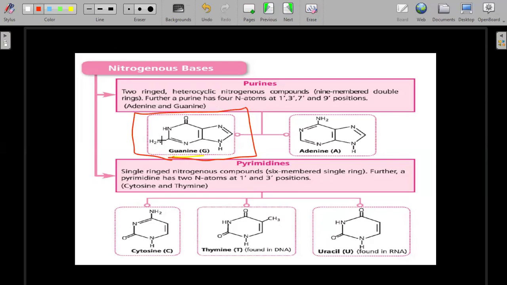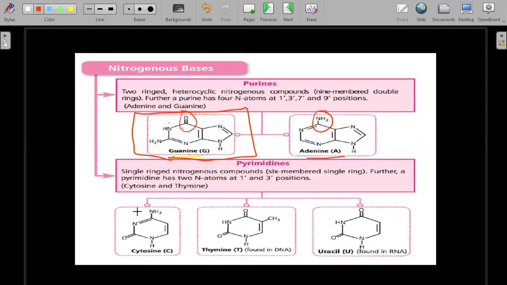So you can see that we just replace some of those positions with atoms and functional groups, and then we form guanine. In guanine, there's a ketone at position 7 there, and in adenine at position 7, you have an amino group. So that's how we can differentiate them.